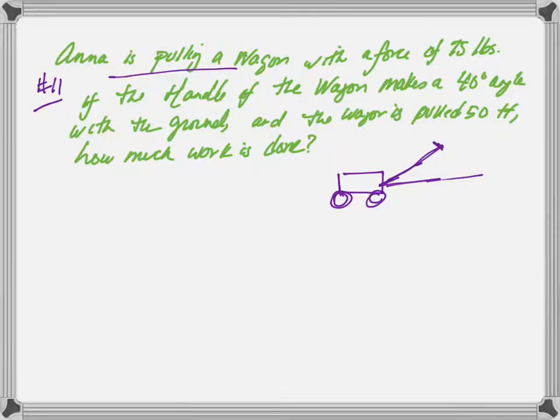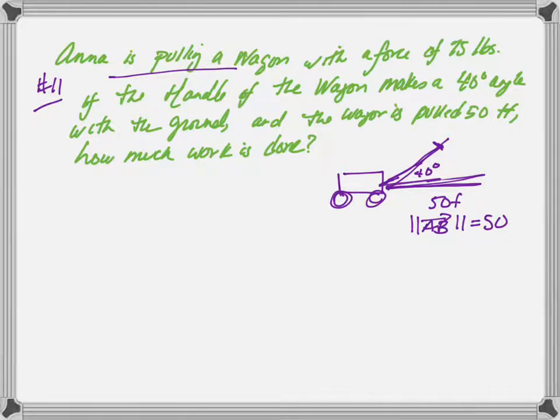If the handle of the wagon makes a 40-degree angle with the ground, and the wagon is pulled 50 feet, so actually, what do they mean to the ground? How could we have the handle making a 40-degree angle with the ground? Guys, just draw it like I drew it. You're going to get the right answer. With the ground meaning horizontal, okay? And the wagon's pulled 50 feet. So we know the magnitude of AB is 50 feet. How much work is done?